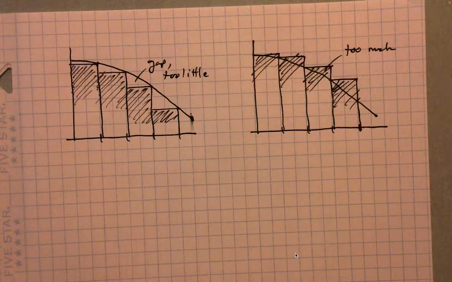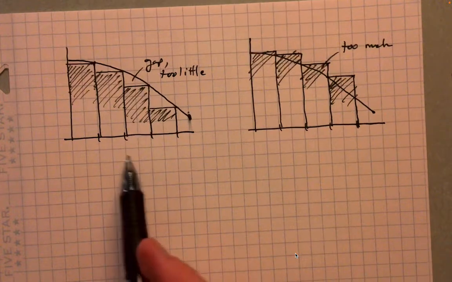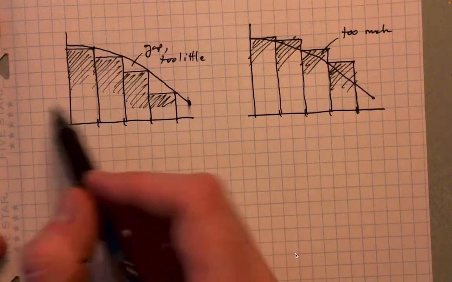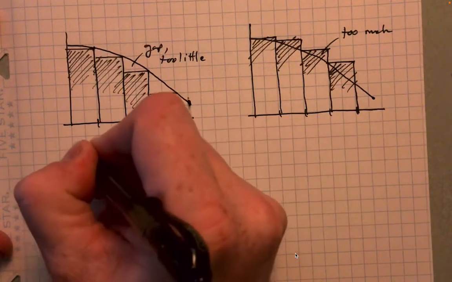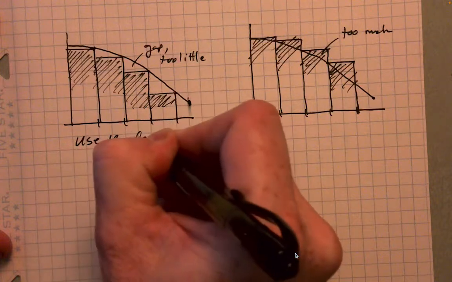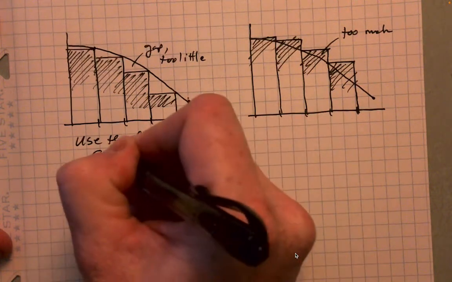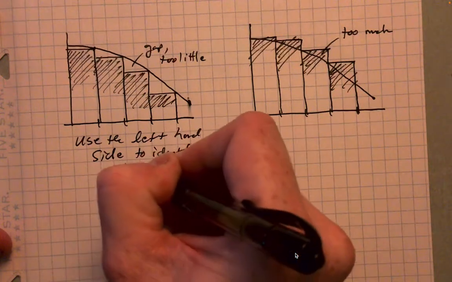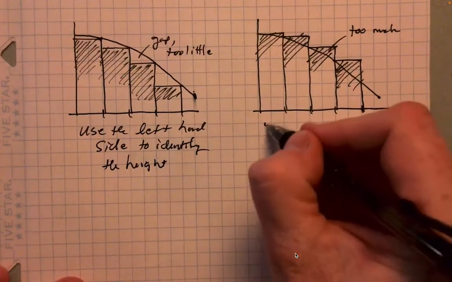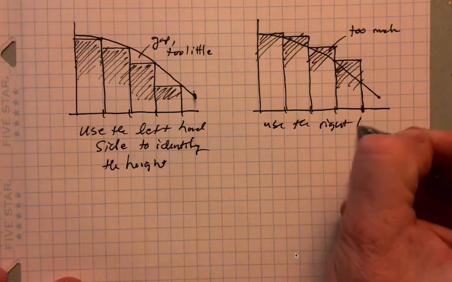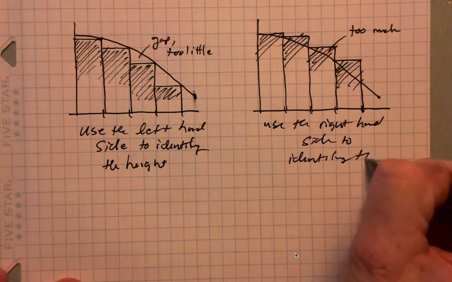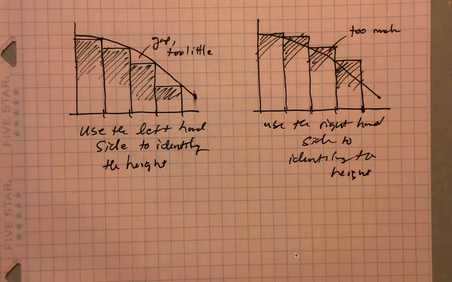So let's put some numbers on here. Actually, I'm going to draw a new picture. The difference here is that here we're using the left-hand side to identify the height, and here we use the right-hand side to identify the height. Okay.